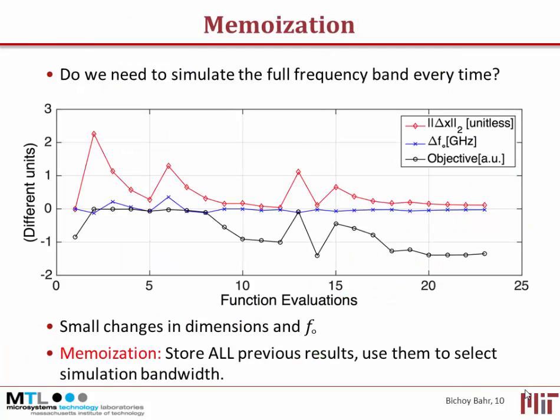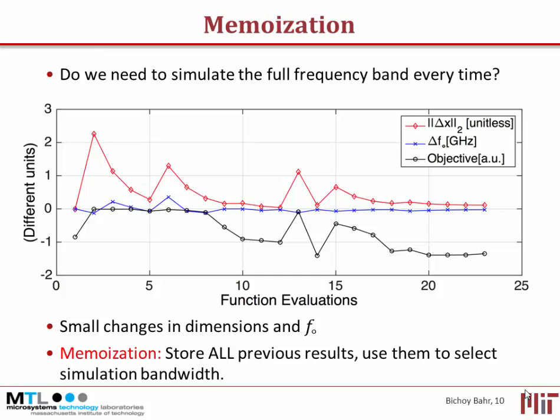Next, we ask the question, do we really need to simulate this wide bandwidth every time? To answer this question, we look at a typical optimization run here. This is a very simple optimization run. The red curve represents the dimension that the optimizer is choosing, and the blue curve represents the change in the frequency. So you notice as we approach convergence near the end, the dimension and the frequency don't change as much.